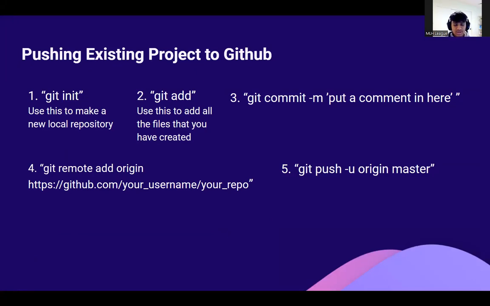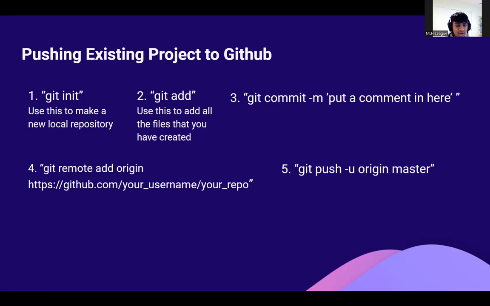So to make this repository local, all you have to do is on VS Code, type in git init. Essentially what this does is it creates a new local repository, and then you git add, which adds all the files that you've created, and then git commit -m. You can put a comment in there of what the commit is. It's a good habit to always make informative and short commit messages.